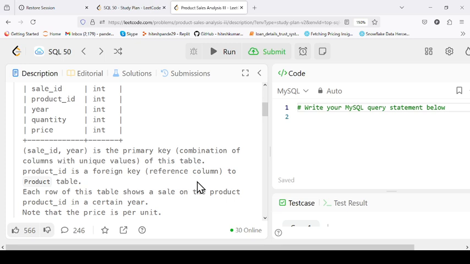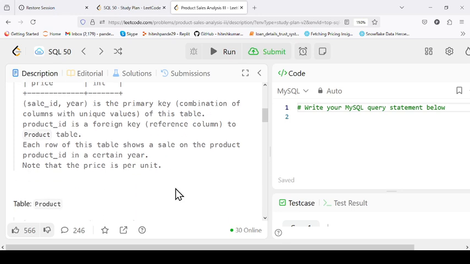So product ID is a foreign key to the product table. Each row of this table shows a sale of the product with that product ID, and each product is identified by a unique product ID. Note that the price given in this table is per unit.